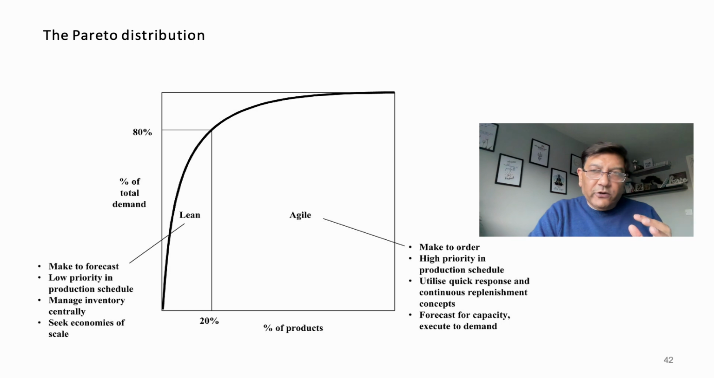Now, the first one is the Pareto distribution or Pareto curve approach. In that, we split our production into an 80 and 20 ratio, where only 20% of the products generate more revenue, or 20% of the products can go on the lean manufacturing side. Those could be the products that give much more flexibility to manufacture in large batches or large numbers. So those 20% of the products have the total demand, and that is make to forecast, low priority in the production schedule, manage inventory centrally, and seek economies of scale.